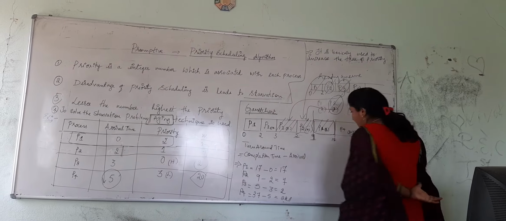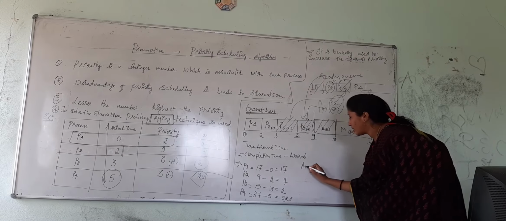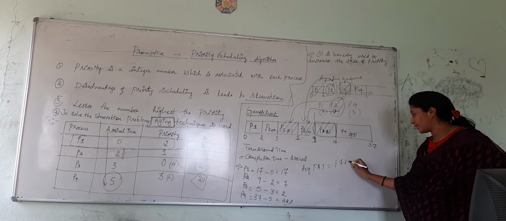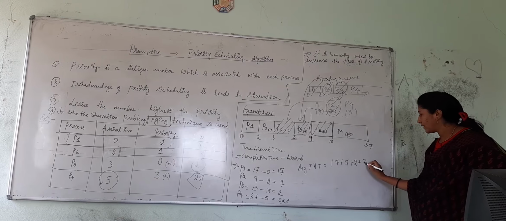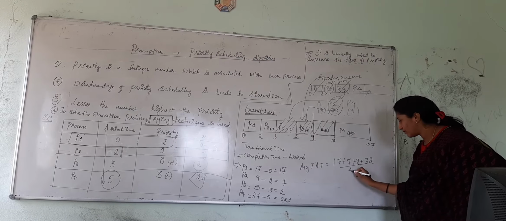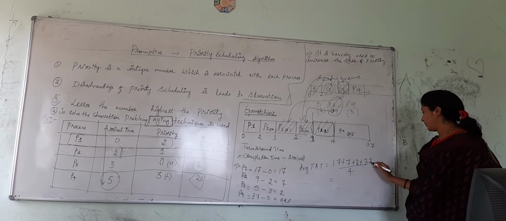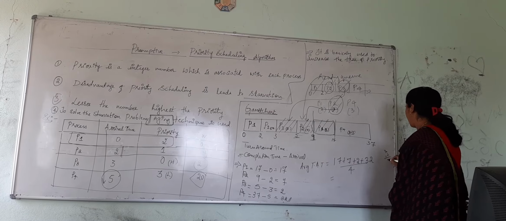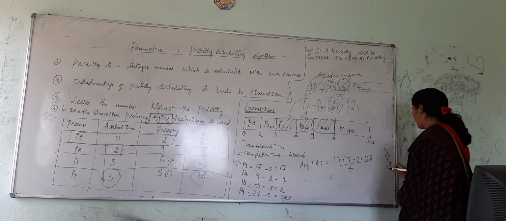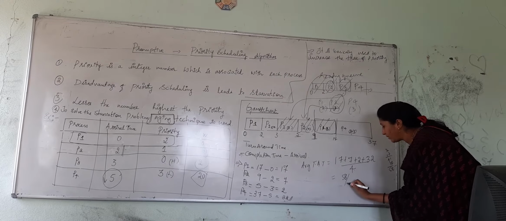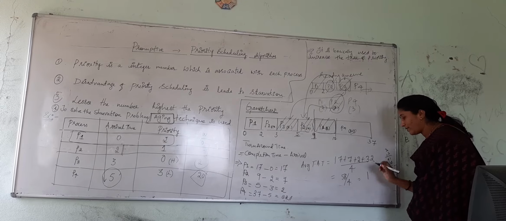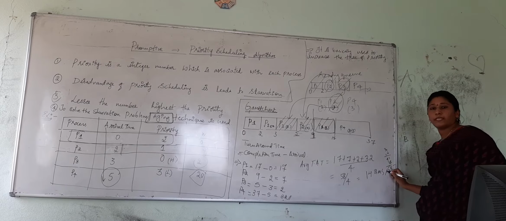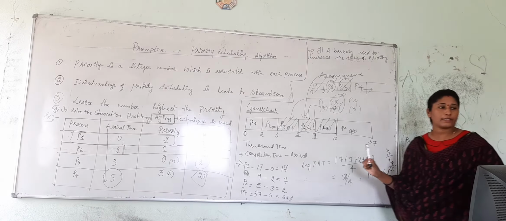So after this, what are we supposed to do? The average turnaround time: 17 plus 7 plus 2 plus 32, divided by 4. What's the total? 58. 41 plus 7... 58 divided by 4. 4 fours are 16. The result is 14.5 milliseconds. This is how our turnaround time is done.